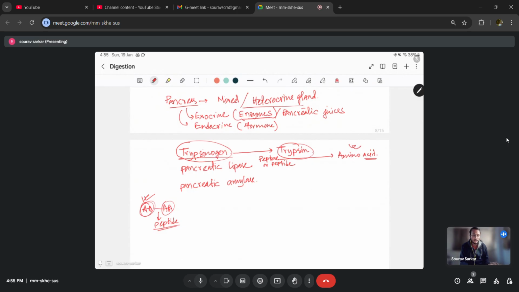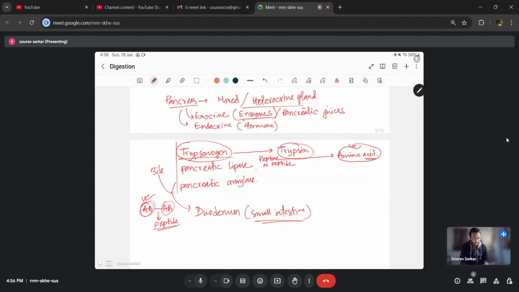So complete digestion of the protein has been done with the help of pancreatic juices in the duodenum. All these juices, bile and the others, will be released in the duodenum of the small intestine. So in the duodenum the complete digestion of protein has been done. Now it will be absorbed.